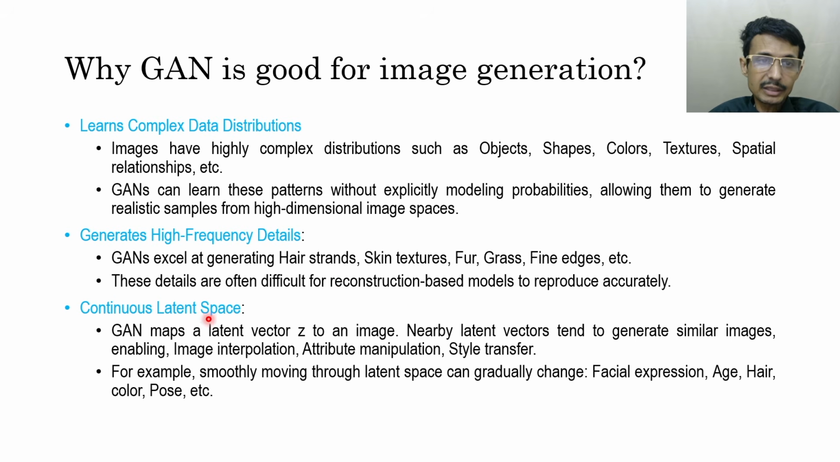And then continuous latent space. A GAN maps the latent vector Z to an image. Nearby latent vectors tend to generate similar images, enabling image interpolation and attribute manipulation. For example, moving through latent space can gradually change facial expression, age, or hair color.